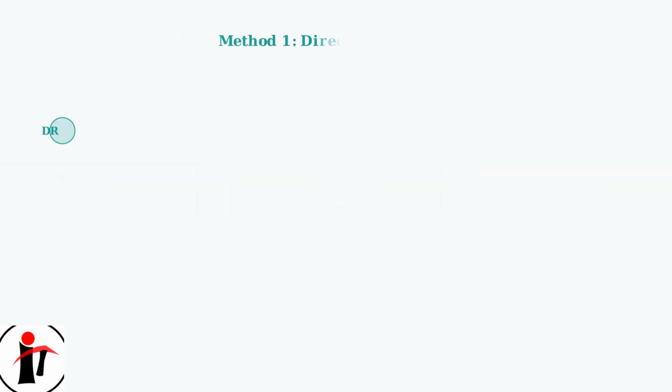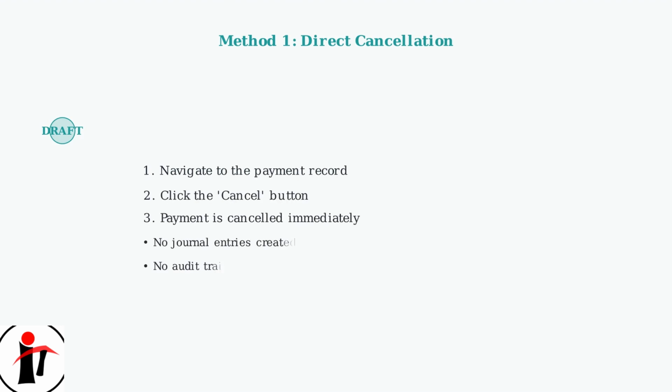Method 1 is direct cancellation, used for payments that are still in draft status. These payments haven't been posted yet, so they can be canceled without creating any journal entries.